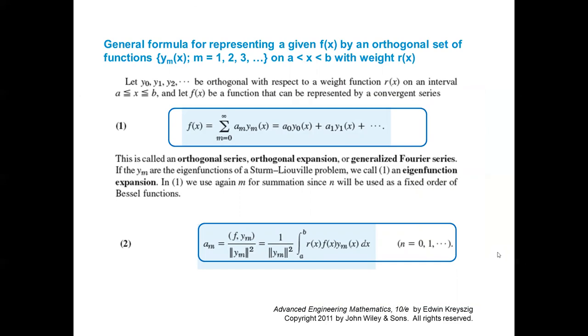This is a summary of what we discussed in the last lecture. If we want to represent a function by an orthogonal set of functions, if f is given, we can represent it in this way. And if the orthogonal set of functions have norms equal to this notation, then we can say the coefficient can be obtained by this formula. This is a very important result.